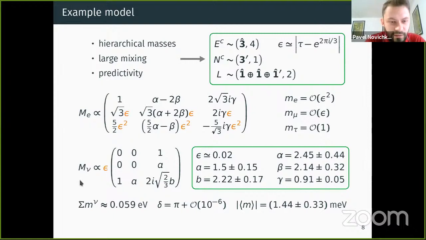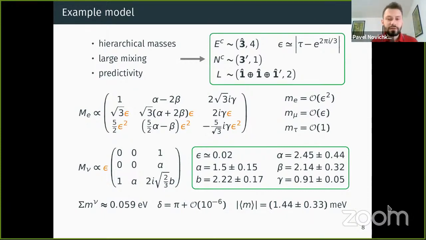In particular, it predicts the smallest neutrino mass to be 0, which means that the sum of masses of neutrinos is roughly 0.059 eV. It also predicts the CP violating phase delta in the lepton sector to be very close to a CP conserving value of pi. And finally, it predicts the effective Majorana mass to be roughly 1.44 millielectron volts.